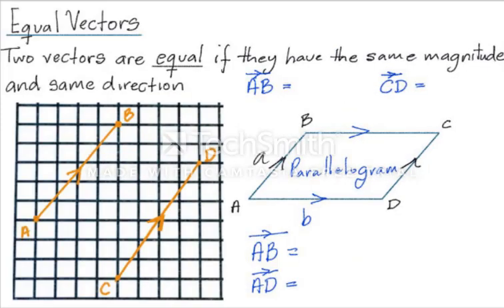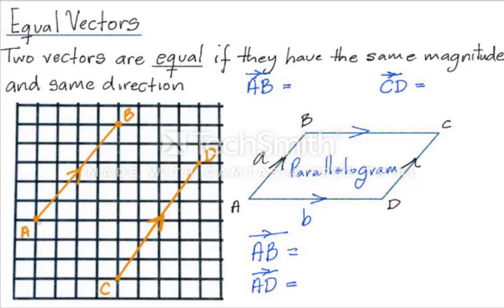All right, equal vectors. Two vectors are equal if they have the same magnitude and the same direction. Remember with vectors, the length of the line is an indication of the magnitude, and the arrow indicates the direction. All right, in the diagram to the left, AB is the vector.